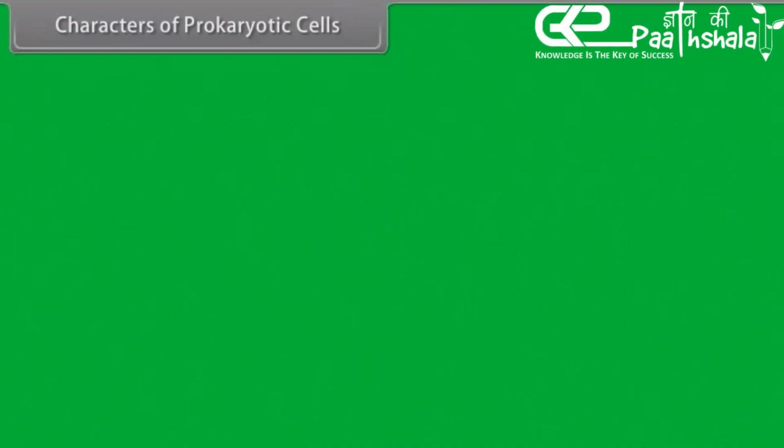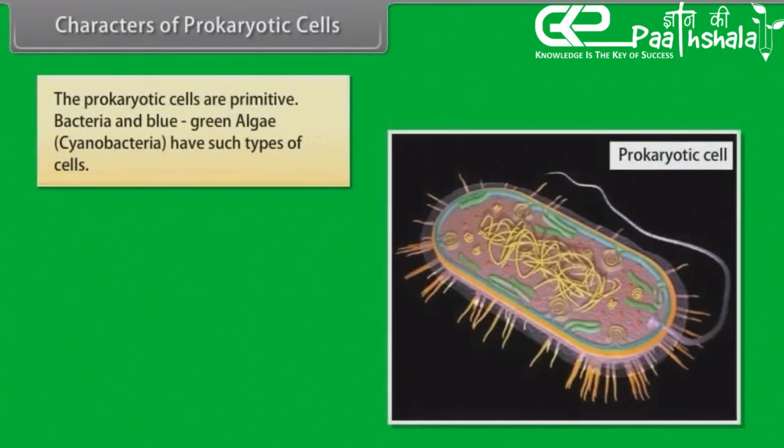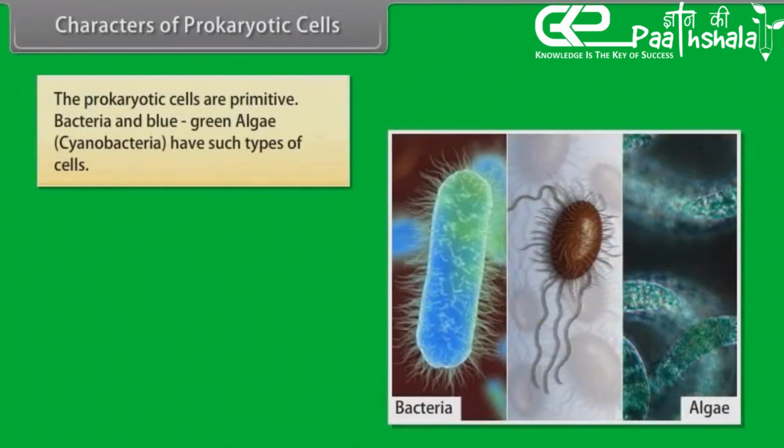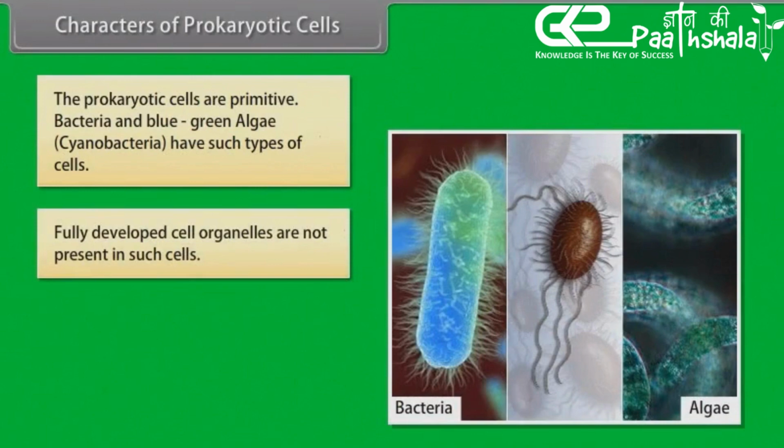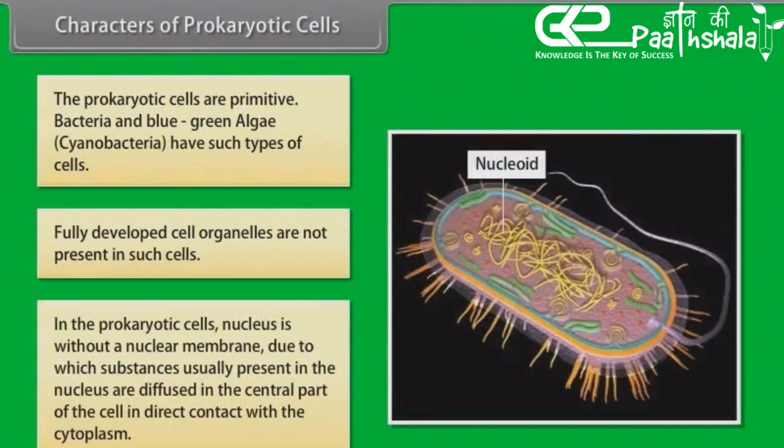Characters of prokaryotic cells. The prokaryotic cells are primitive. Bacteria and blue-green algae, that is, cyanobacteria, have such types of cells. Fully developed cell organelles are not present in such cells. In the prokaryotic cells, nucleus is without a nuclear membrane, due to which substances usually present in the nucleus are diffused in the central part of the cell, in direct contact with the cytoplasm.